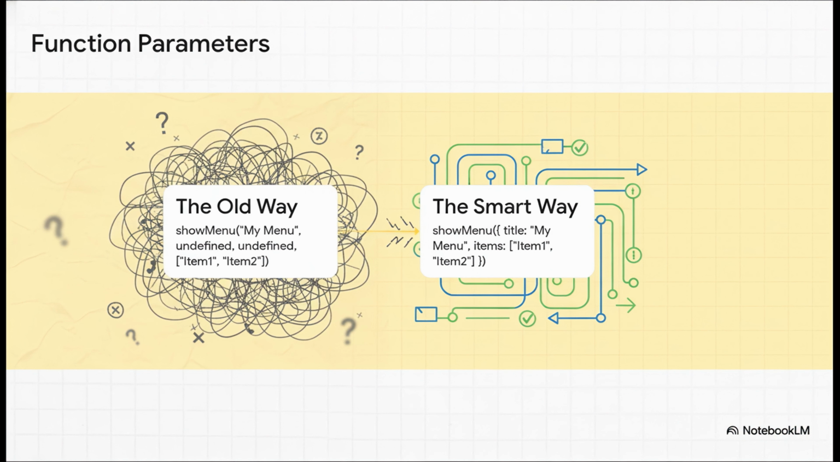Okay, look at the old way here. We've all seen functions like this with a long list of parameters. It's a nightmare, right? You have to remember the exact order, and what if you only want to pass the first and fourth arguments? You have to fill the middle with undefined. It's just ugly. Now look at the smart way. We just pass a single object. The function doesn't care about the order, and we only have to include the properties we actually want to set.